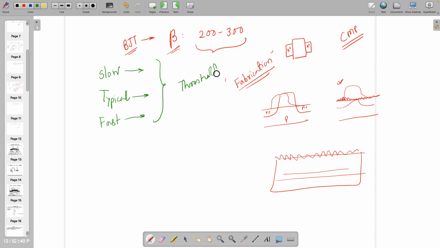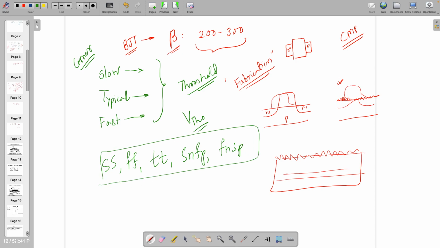If a transistor is becoming slow, it means it requires more voltage to turn on, and for fast, it's becoming faster. If it is typical, it has the threshold voltage which you wanted, or whatever the VT0 is written, note that that is for the typical corner. We are calling this one a corner. For CMOS technology where NMOS and PMOS are there, we have SS, FF, TT, SNFP and FNSP. There might be some different names also depending on technology. These are the names for 130 nanometer or even 65 nanometer.